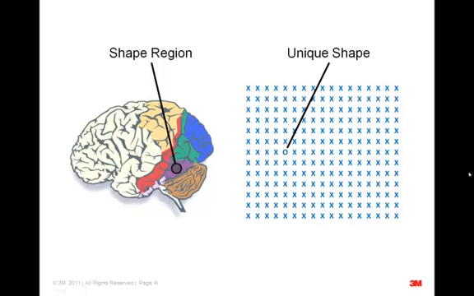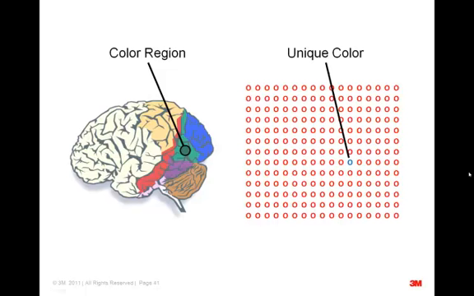Turns out we have a portion of our brain that is responsible for evaluating shapes. If you have a unique shape in your field of view, your brain can recognize it very quickly. We also have another part of our brain that is responsible for evaluating color. If you have a unique color in the field of view, it's very easy to pick up.